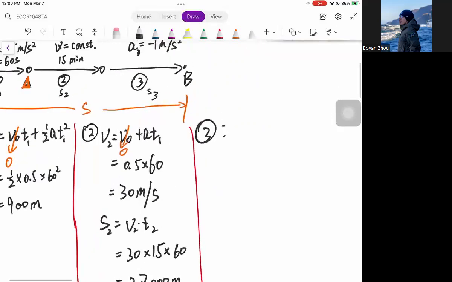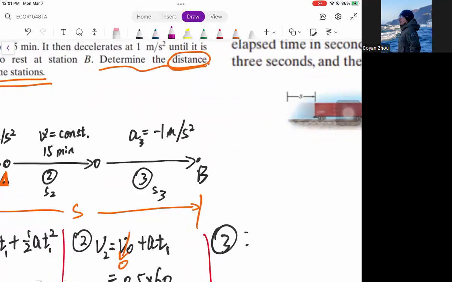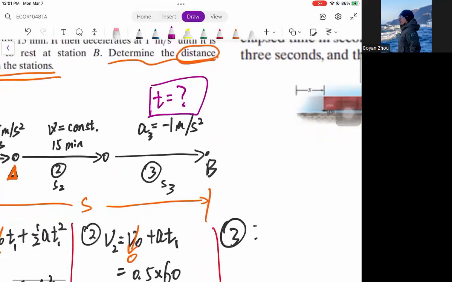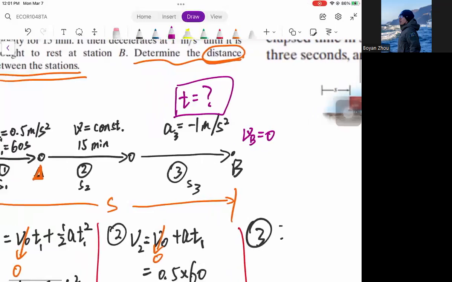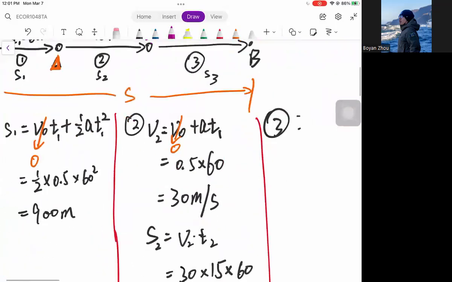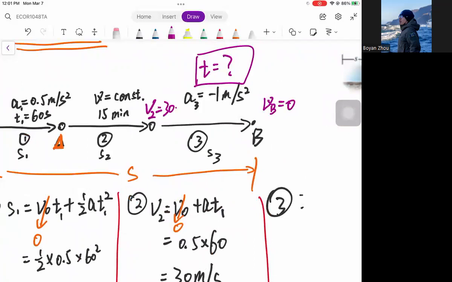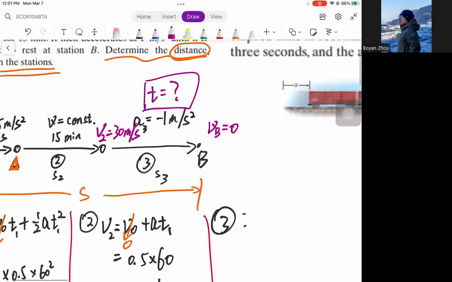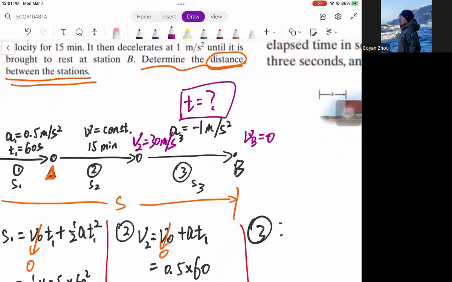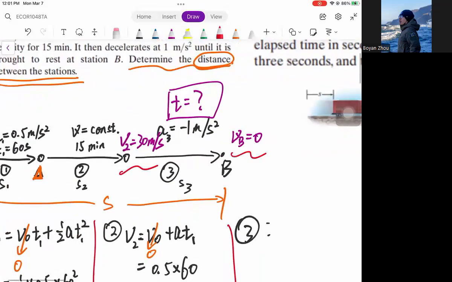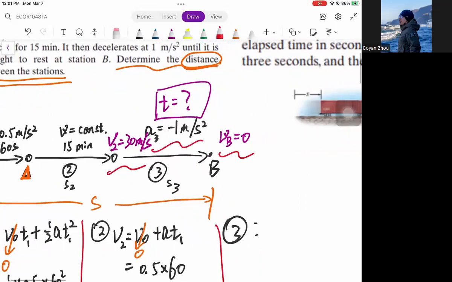So for the last one, let's see what we have. We don't have the time, so we have no idea what t is going to be. But we know the velocity at B is 0, because it's going to stop at B. And we also know the velocity here, maybe I'll say it's v2. You already calculated that, so that is 30 meters per second. So now we have the initial velocity, we have the final velocity, we also have the acceleration, and we're looking for the displacement s.